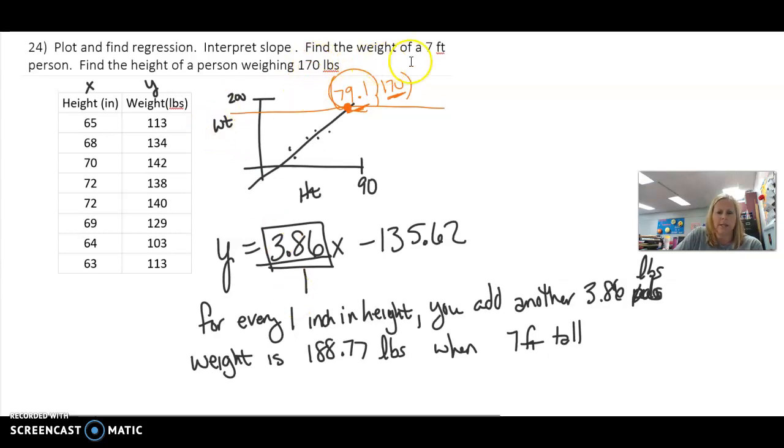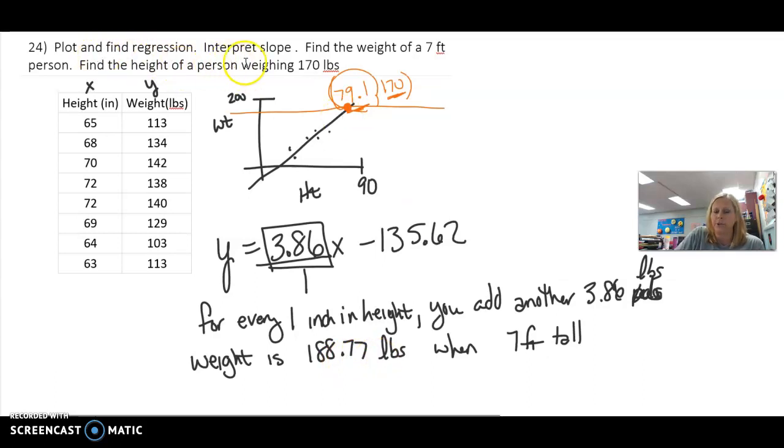The other question that it asks, let's see what else we've got. It says find the weight of a 7-foot person. You can do that in second trace and do value because we already know the height is 7 feet. Now remember that this is in inches, so you'd actually put in an 84. And if you put in 84, you'd get a weight of 188.77 pounds.